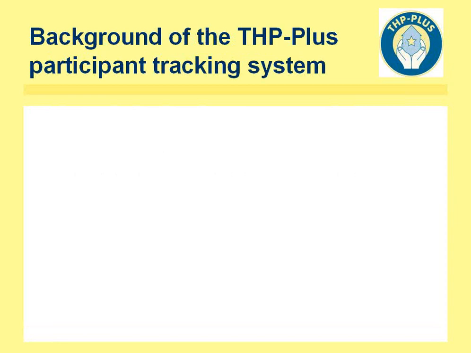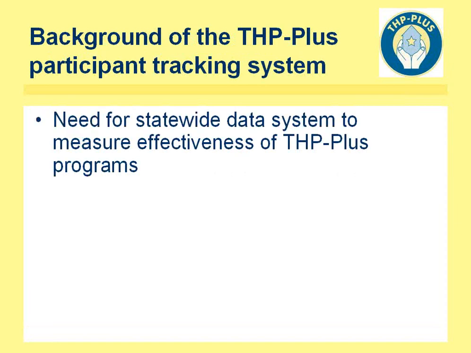Let's start with some context for the participant tracking system. As I said, the John Burton Foundation is a partner with the Department of Social Services and Corporation for Supportive Housing in the THP Plus statewide implementation project. And as part of that project, we are interested in making sure that THP Plus programs are of the highest quality and are helping to meet the needs of its young adult participants. So this system really grew out of a recognition of the need for a statewide data system that will measure the effectiveness of THP Plus programs around the state.